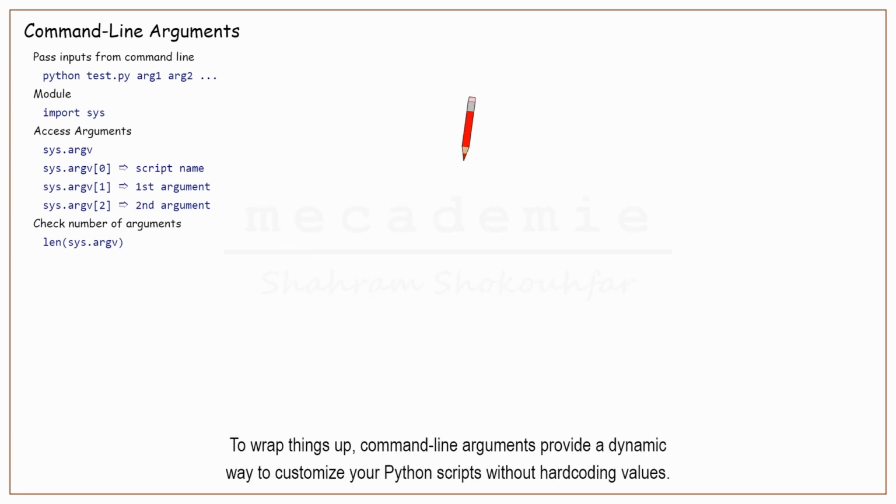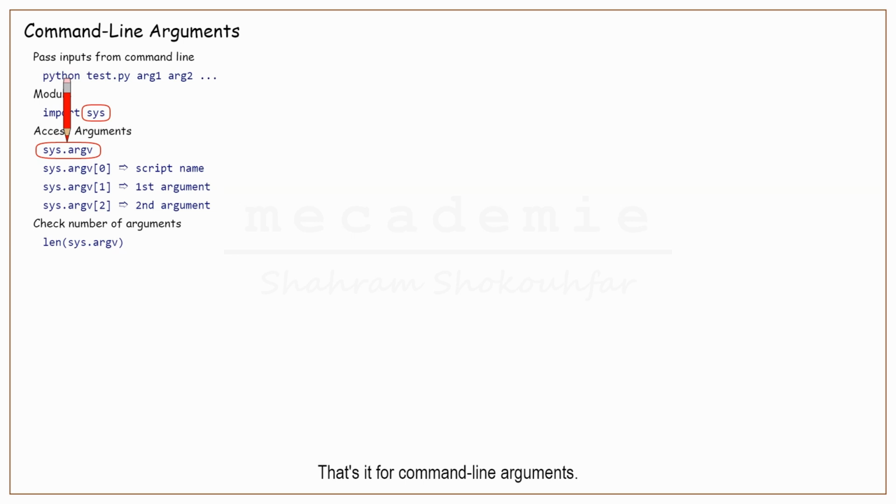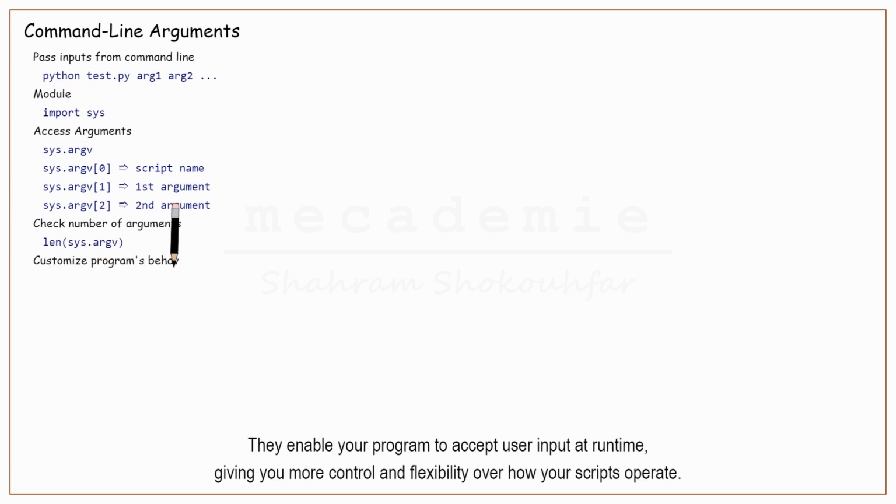To wrap things up, command line arguments provide a dynamic way to customize your Python scripts without hard-coding values. By leveraging the sys module and sys.argv, you can process inputs directly from the command line, making your programs more versatile. That's it for command line arguments. They enable your program to accept user input at runtime, giving you more control and flexibility over how your scripts operate.